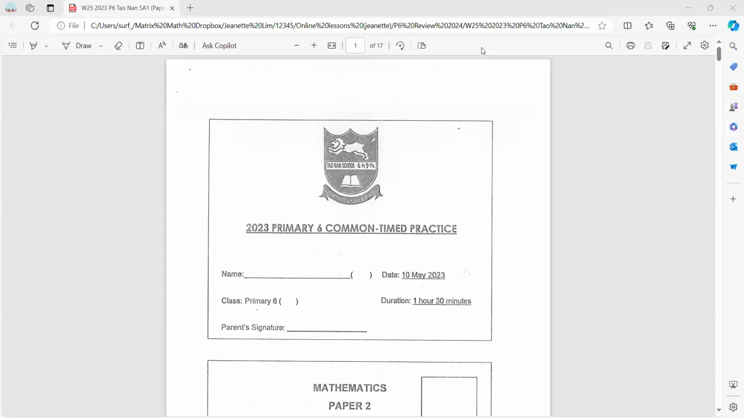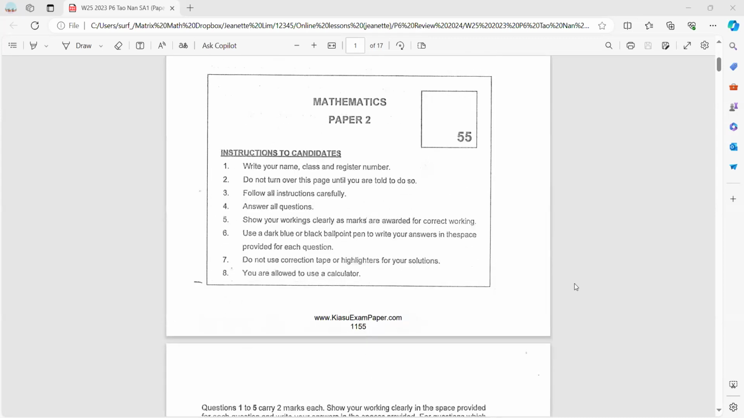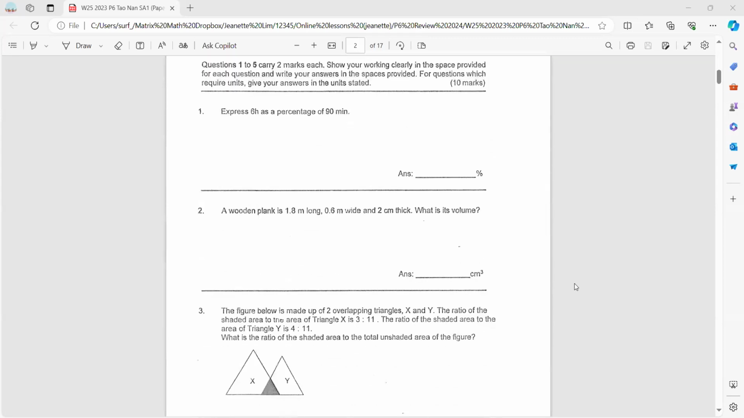2023 P6 Tahunan. This is for SA1 or the common time to practice. Let's look at this, paper 2. So you can use your calculators. Now for question 1, express 6 hours as a percentage of 90 minutes.